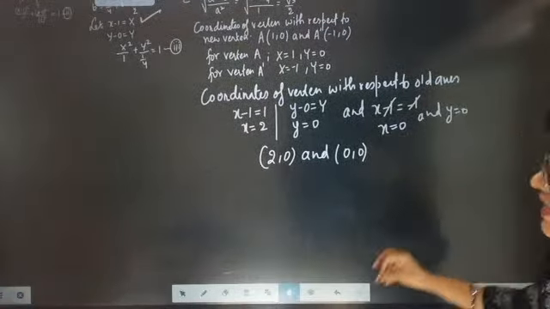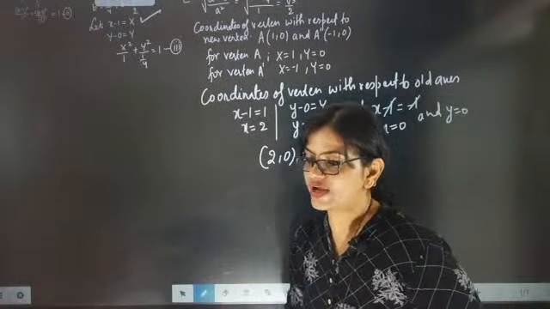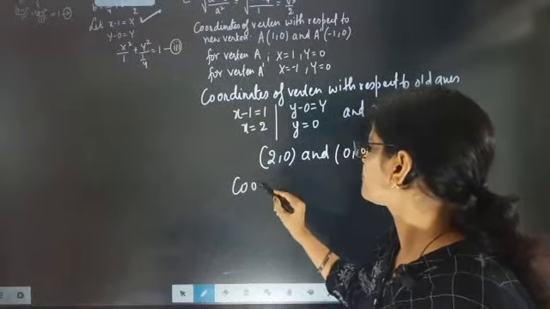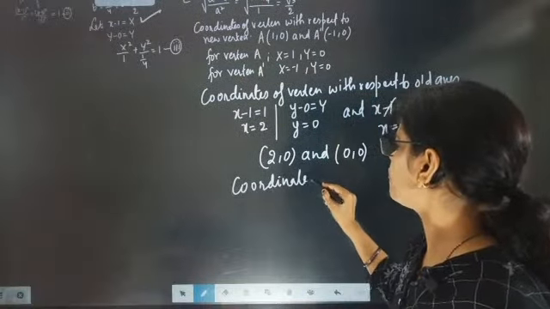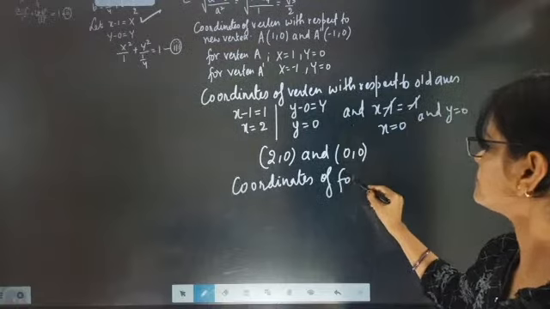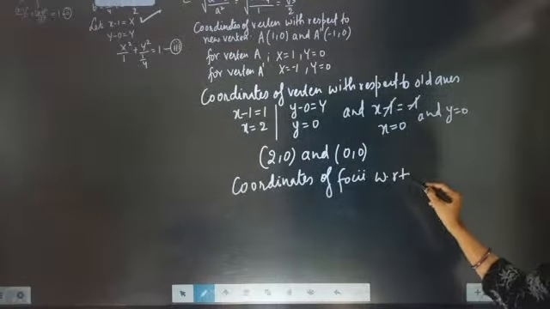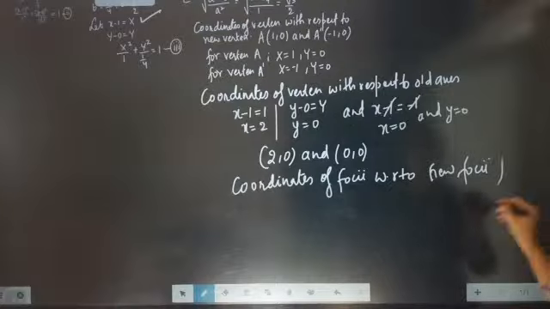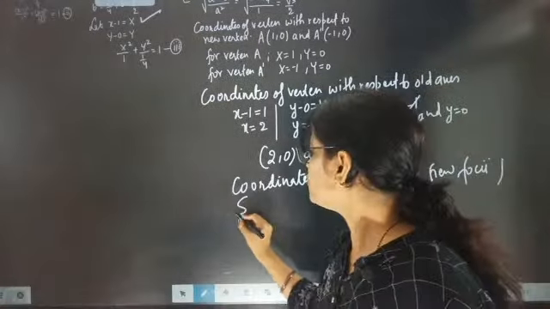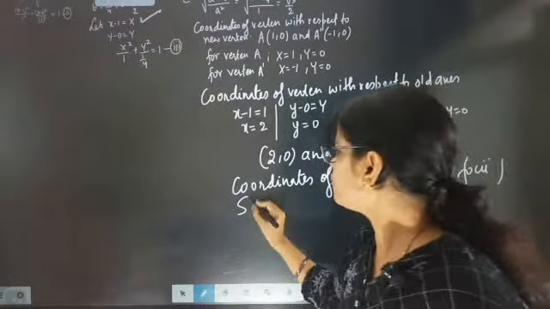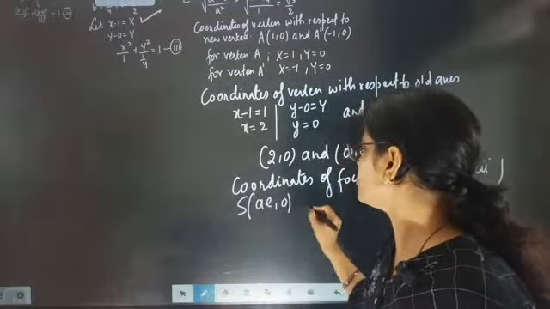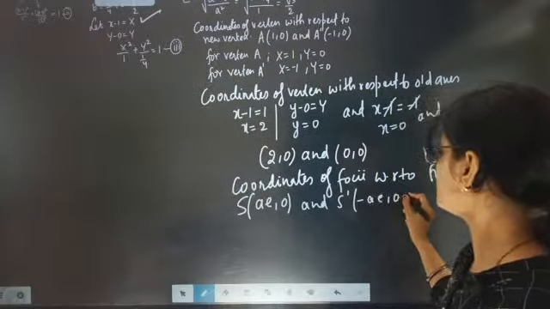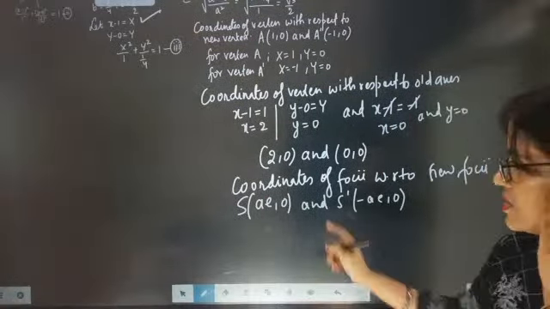Now we have to find the foci. To get the foci, what we have to write? Coordinates of foci with respect to new foci. We know that the new foci will be written as AE comma 0 and S dash will be minus AE comma 0. So now this will be the point.